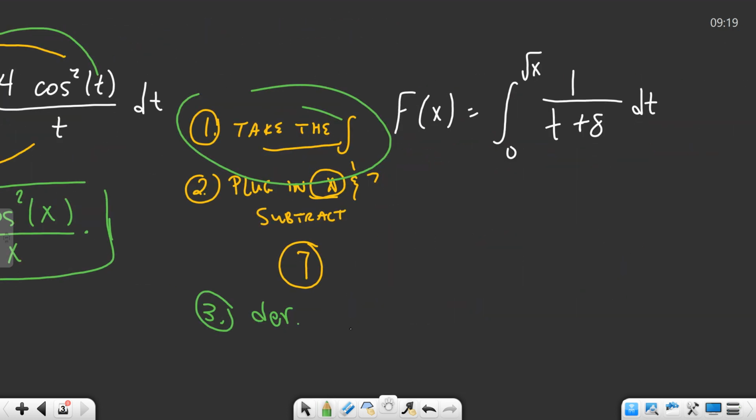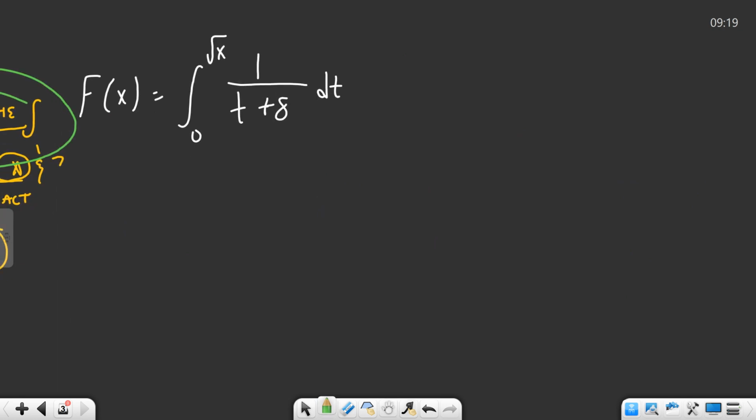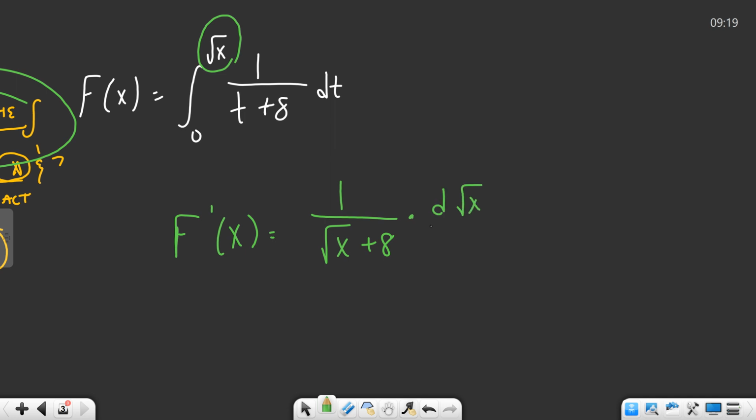Now, if we take a look at another example right here, you can see that our expressions are a little more complicated, right? We've got the radical x here. So if I said, what's the derivative of this thing? Well, then the derivative would be 1 over the square root of x plus 8. But now I have to multiply by the derivative of square root of x with respect to x. So let's find that, right? The derivative of x to the 1/2 with respect to x is 1/2 x to the negative 1/2, or 1 over 2 radical x.